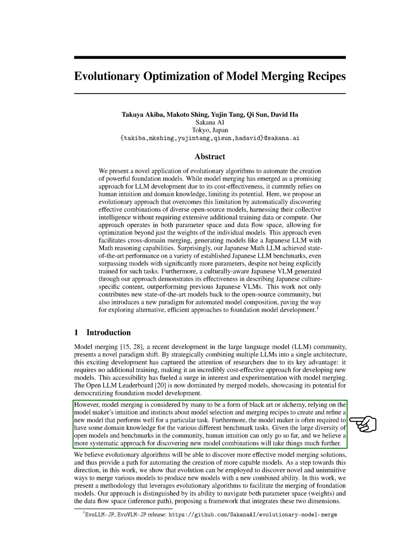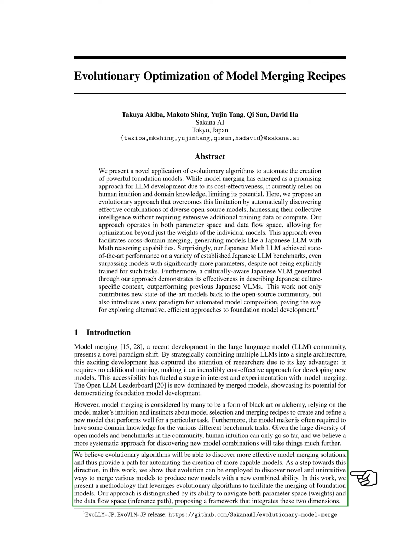However, many consider model merging to be a complex process, often likened to a black art or alchemy. It relies heavily on the intuition and instincts of the model maker when selecting and merging models to create a new model that performs well for a specific task. Additionally, the model maker typically needs domain knowledge across various benchmark tasks. With the wide variety of open models and benchmarks available, relying solely on human intuition has its limitations.